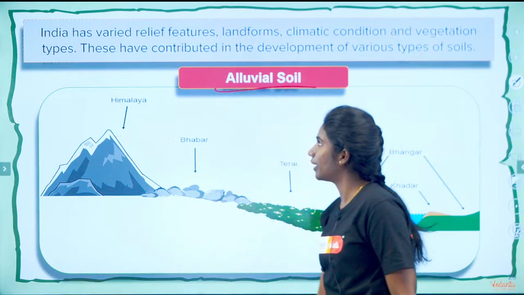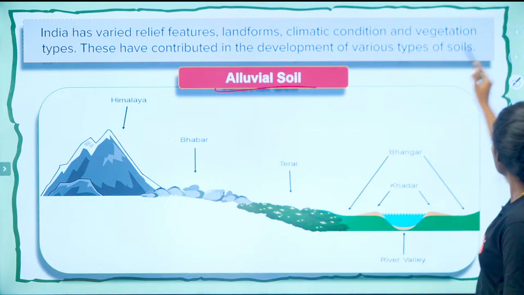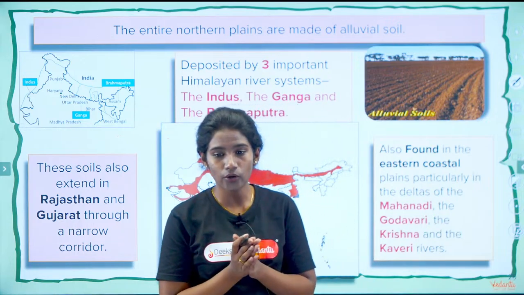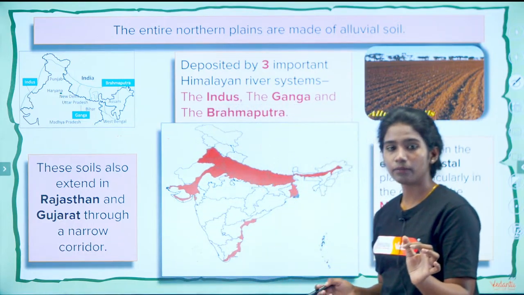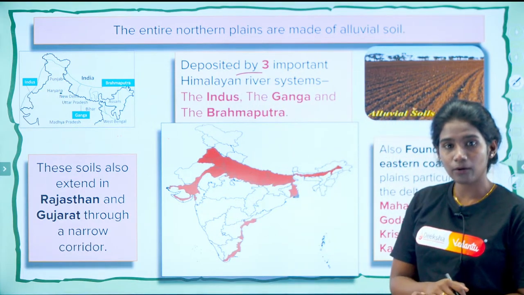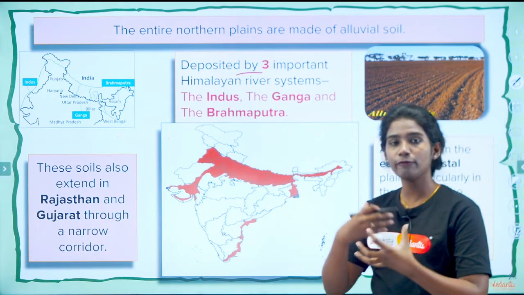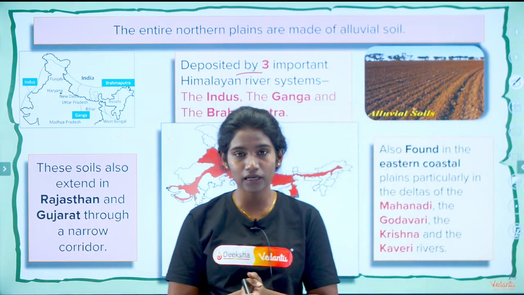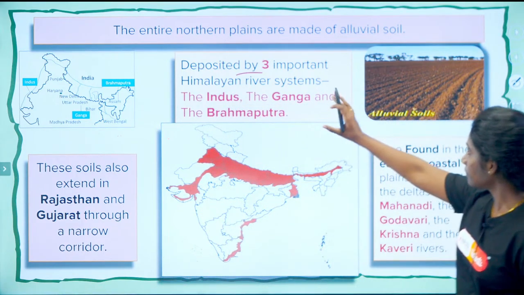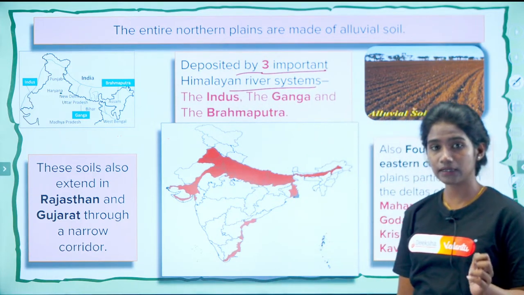The first one is alluvial soil. Whenever you are studying about soil, the first thing you have to remember is where it is deposited, what the composition is, where it is located, and which type of plants can be grown in that particular region. It is deposited by three important Himalayan rivers.